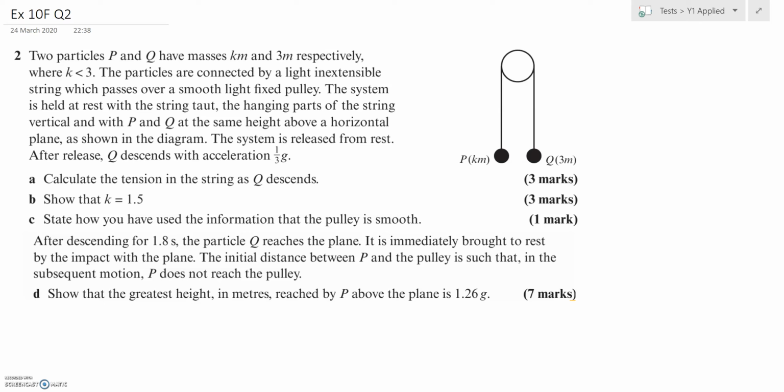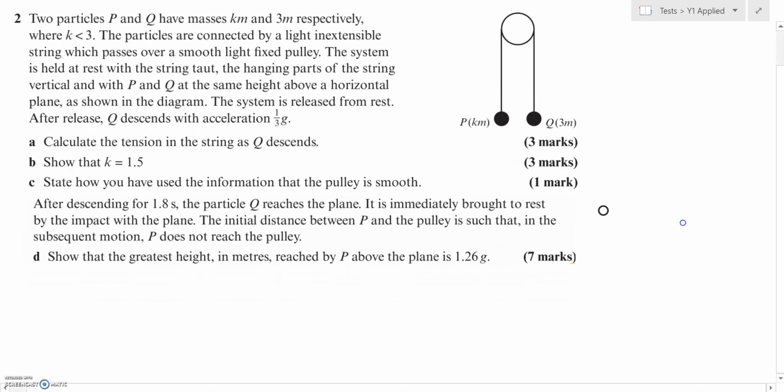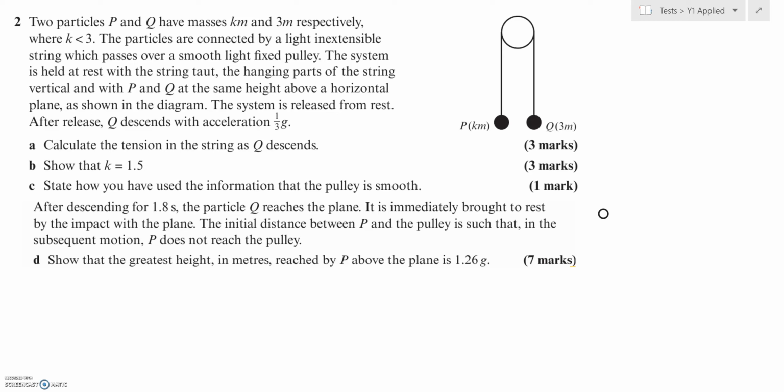Yeah, so in this next video, I'm going to do exercise 10F question number 2, which looks like this. Two particles P and Q have masses km and 3m respectively, where k is less than 3. The particles are connected by a light inextensible string which passes over a smooth light fixed pulley. The system is held at rest with the string taut and the hanging parts of the string vertical, with P and Q at the same height above a horizontal plane, as shown in the diagram.